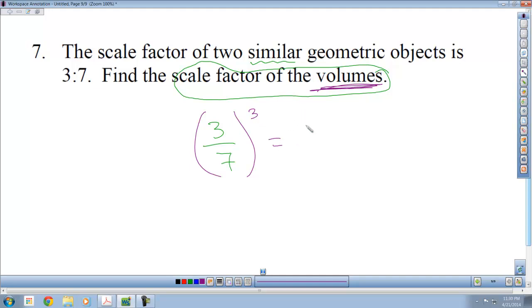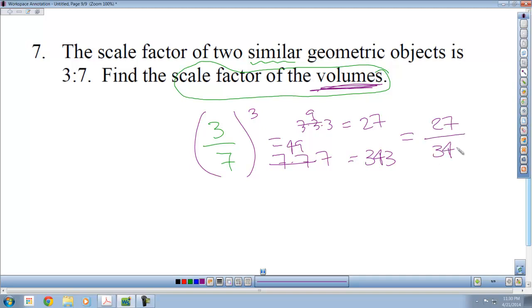Okay, and the last thing we have to do is just work out that would be. So what is 3 to the 3rd power? That's 3 times 3 times 3. That's 9 times 3. That comes out to be 27. And 7 times 7 times 7, that basically makes what? 49 times 7, which comes out to be 343. So we get a ratio of 27 over 343.